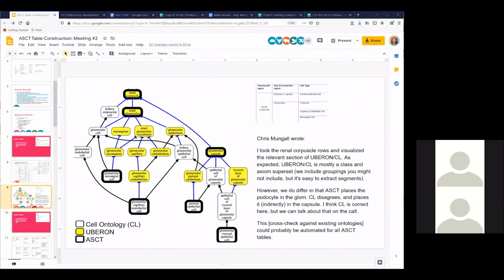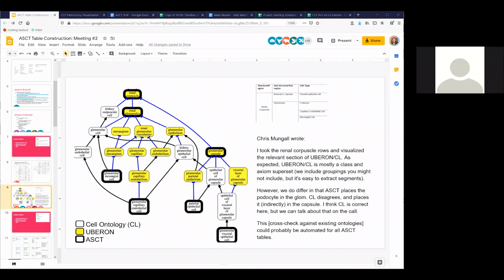I will also say, okay, so you're saying the kind of coarse-grained classification. Exactly. But there's more detail within it. Exactly. Okay, fine. And there may well be more detail here. I didn't draw the graph any further than the ones that were already in the ASCT table.